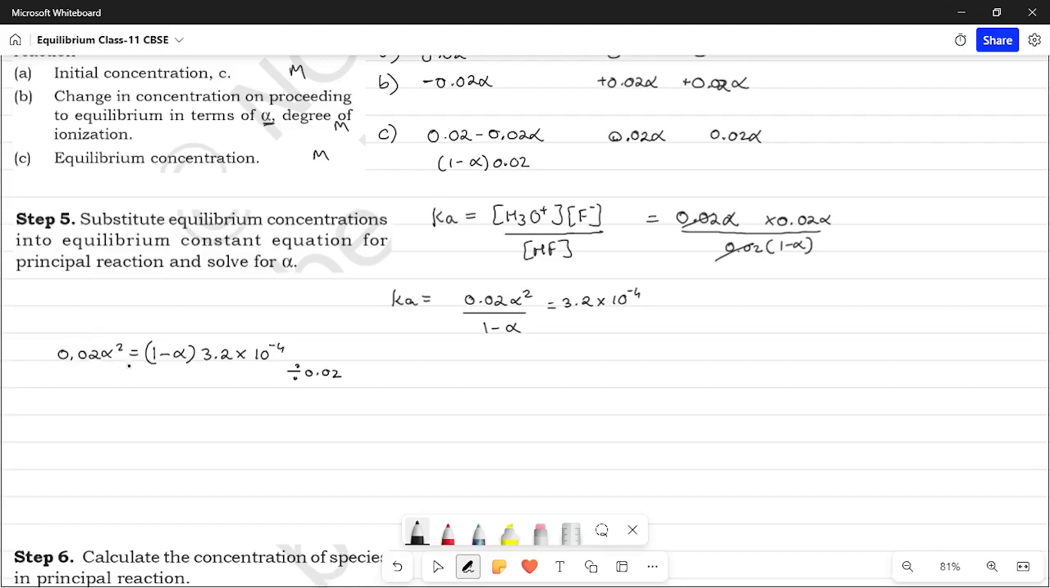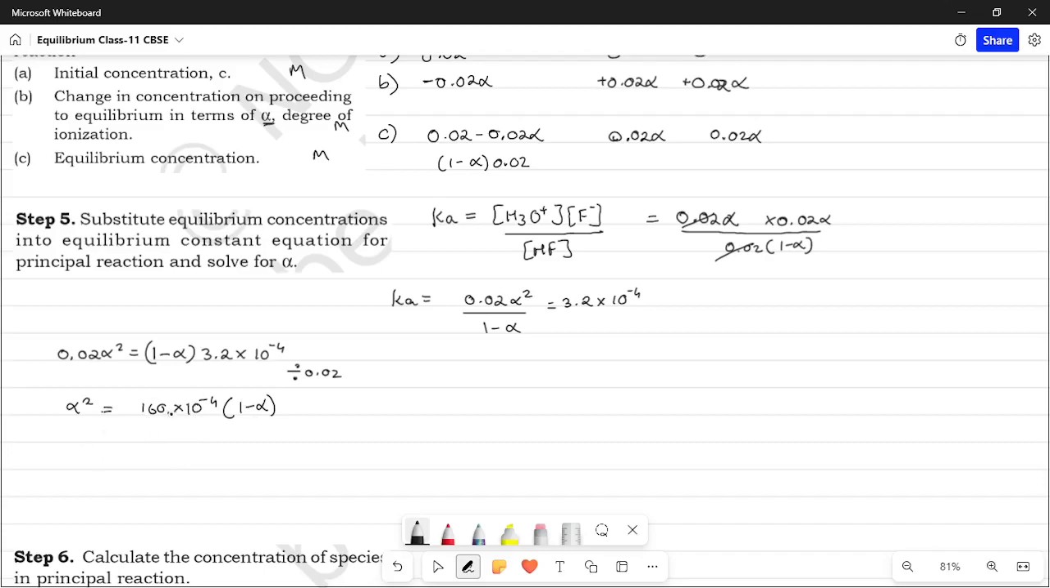Okay, so I think that's what makes the most sense in my head, and that's how I'm solving this. If you have a better way or a different way that you do it, definitely let me know. I'll be really interested to know. So alpha square equals 3.2 divided by 0.02 gives us 160 into 10 to the power minus 4 into 1 minus alpha. Okay, now we're going to simplify this a little bit more.